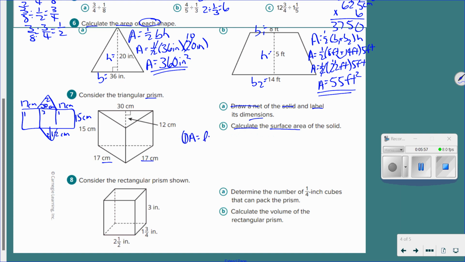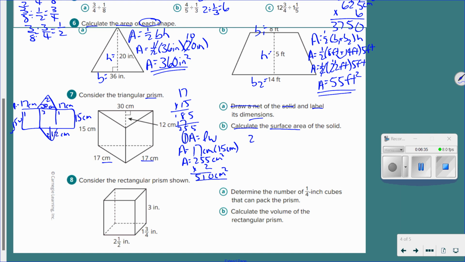So that's going to be length times width, which gives me a length of 17 and a width of 15. So that's going to be 17 centimeters times 15 centimeters. So I can do that math. 17 times 15 gives me 255. But I know that I have 2 of those that are the same, so I'm going to multiply that by 2. Gives me 510 square centimeters for the first part.